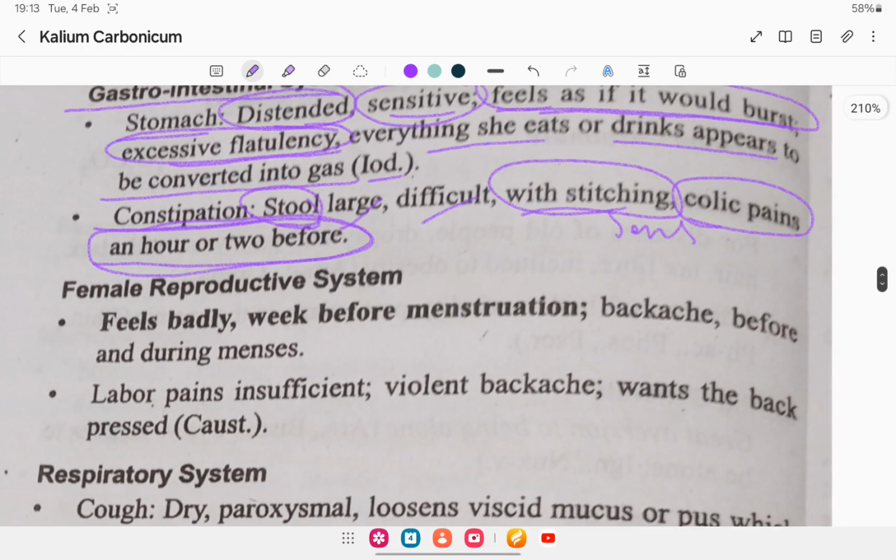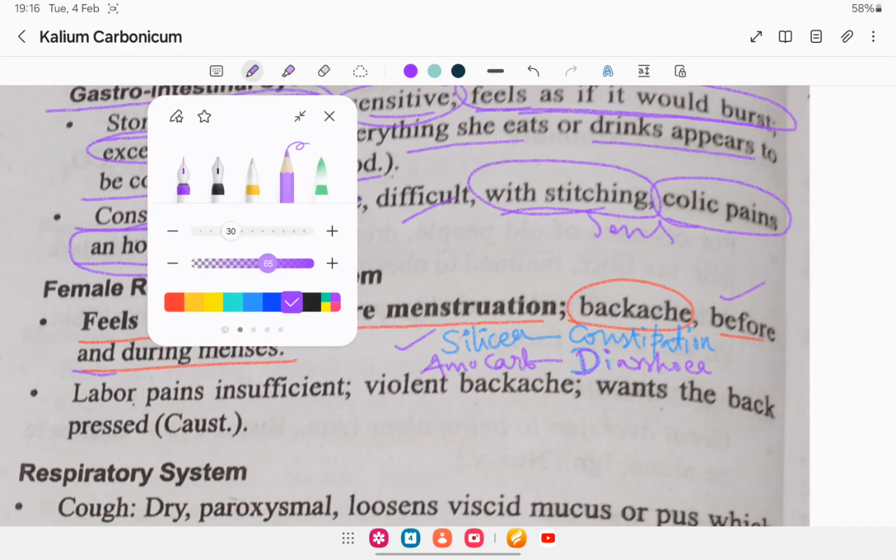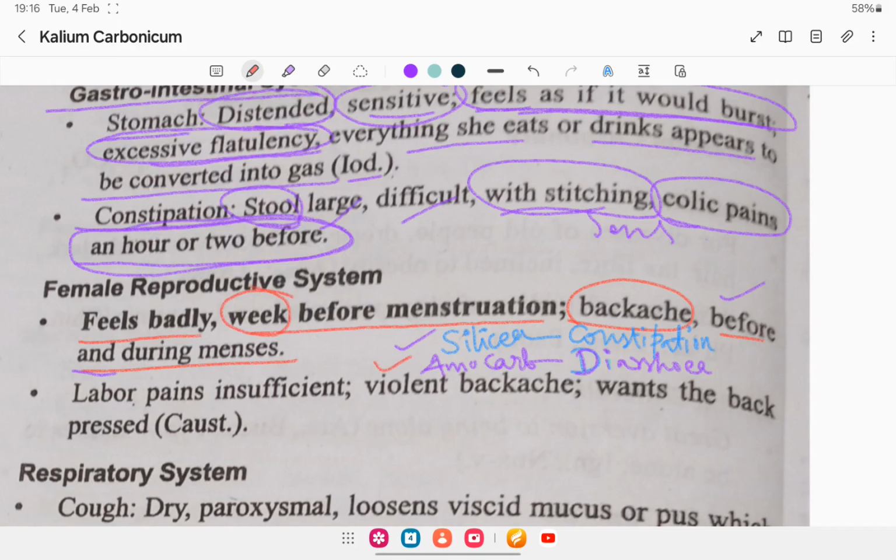Now come to female symptoms. Feels badly a week before menstruation. Weakness, debility, backache before and during menses. Backache, Kali carb. Constipation before and during menses, Silicea. And diarrhea before and during menses, Ammonium carb.